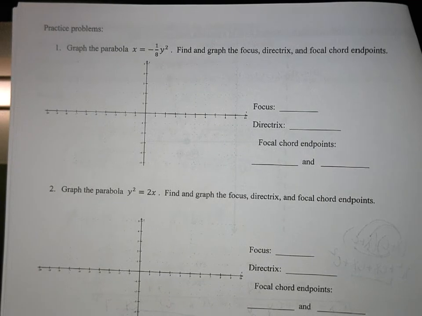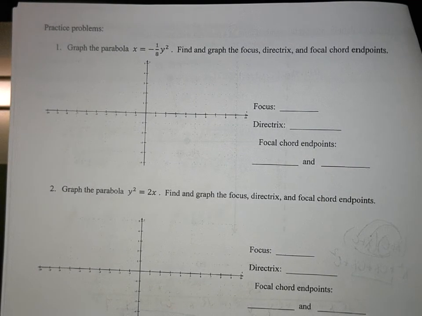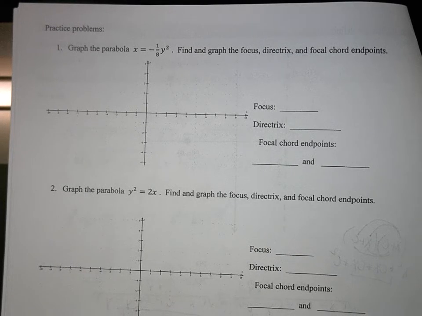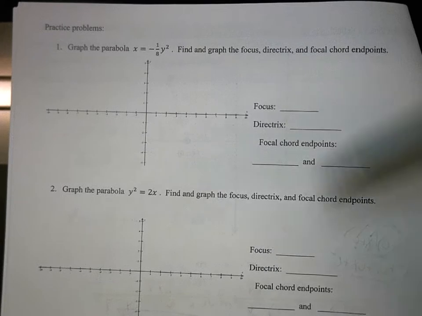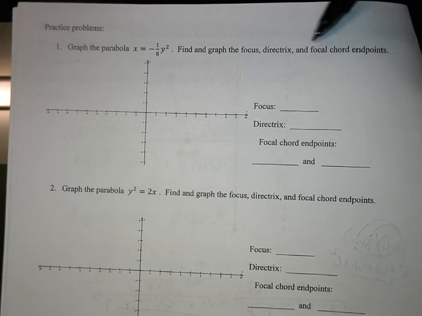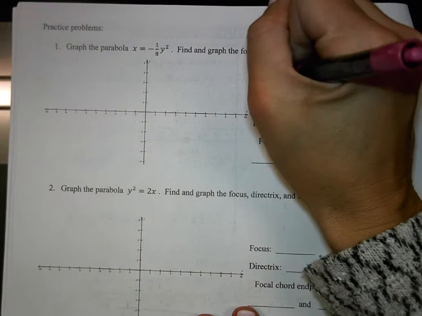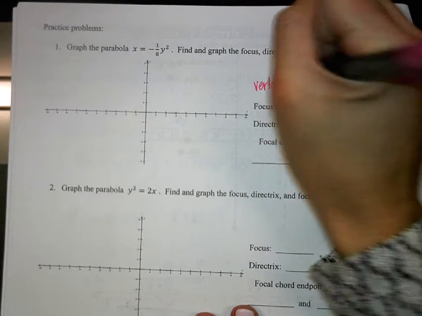Starting with this first problem, it says graph the parabola x equals negative 1/8 y squared, and they want us to find and graph the focus, directrix, and focal chord endpoints. Again, here we forgot to put the vertex, so we're going to add vertex here.